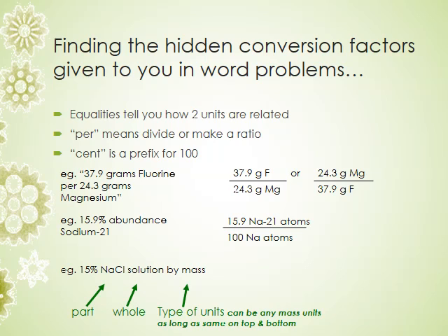In this case, I can use any mass units as long as it's the same on the top and the bottom. So I could say 15 grams of sodium chloride per 100 grams of solution. Once again, if it's more useful, I could flip that conversion factor and use 100 grams of solution per 15 grams of sodium chloride.